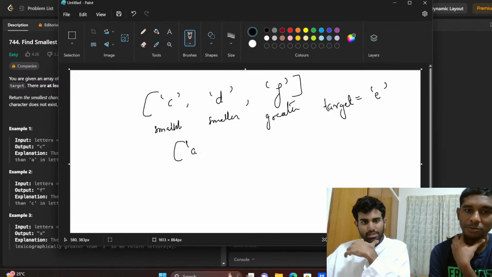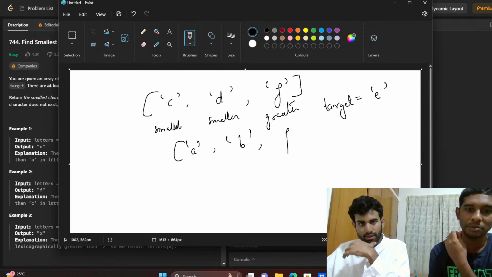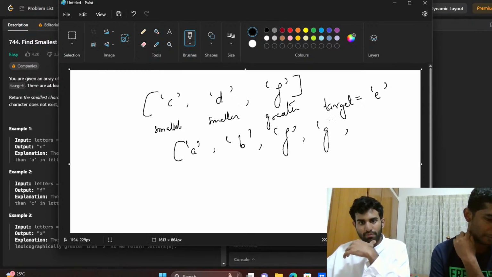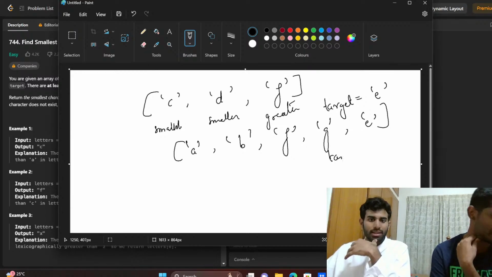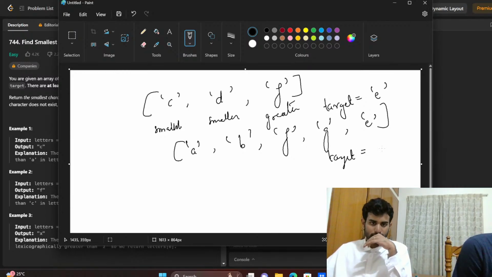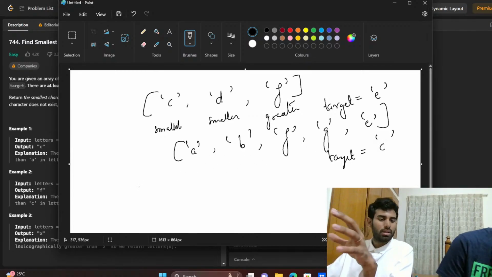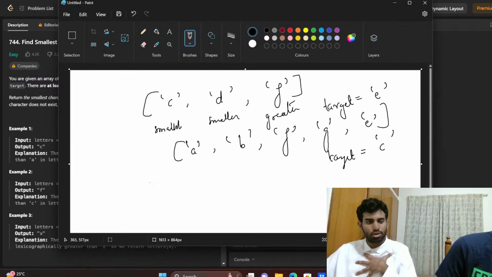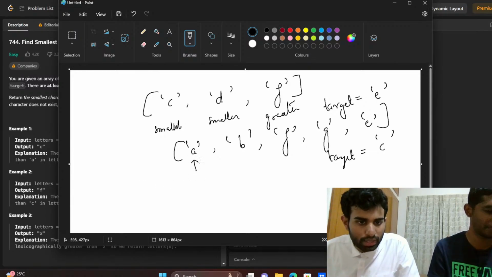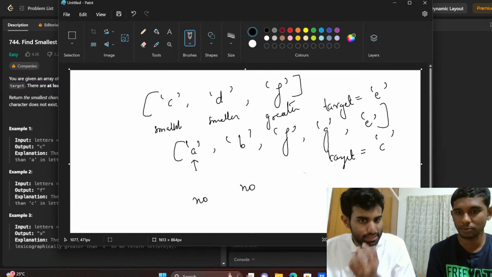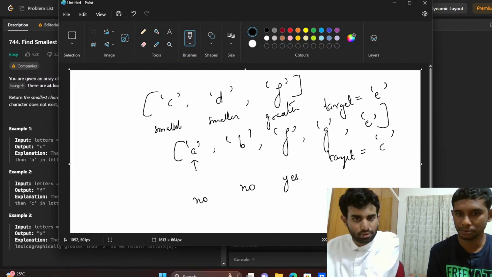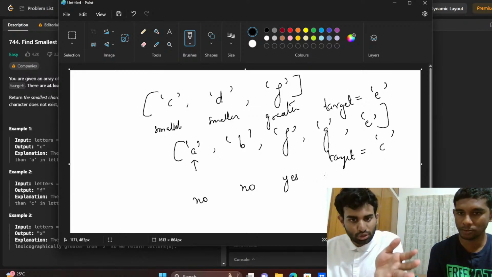Now let's look at another case. Let's say you have A, then B, then F, then G, and let's say the target is C. So this is the case to understand. We have a certain condition, and my condition is I want to check whether the current element I'm looking at is greater than C or not. Is my A greater than C? My A is not greater than C. Is my B greater than C? My B is not greater than C. Is my F greater than C? Yes, my F is greater than C because F is the element that comes after C. Is my G greater than C? Yes, my G also is greater than C.